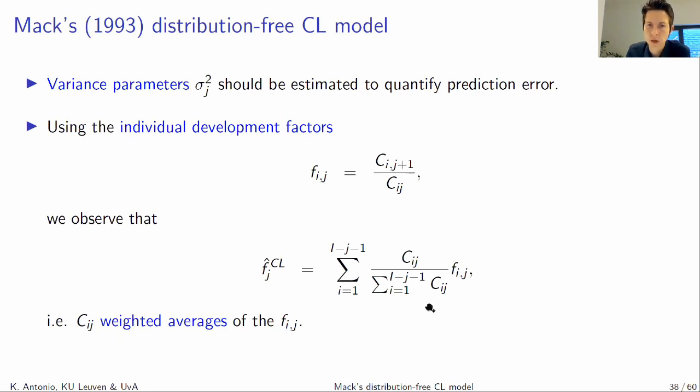So that's an interesting observation, which is one of the starting points of Mack's reasoning. We can see this chain ladder development factor as a C_ij weighted average of these individual development factors. And you can see that immediately. If you replace the F_ij by the ratio over here, then you get rid of the C_ij and you're back immediately to the original specification of such a development factor.